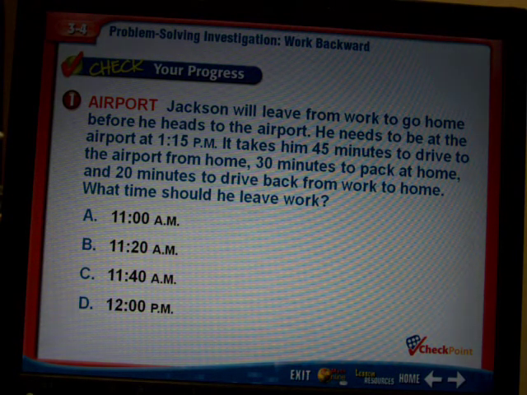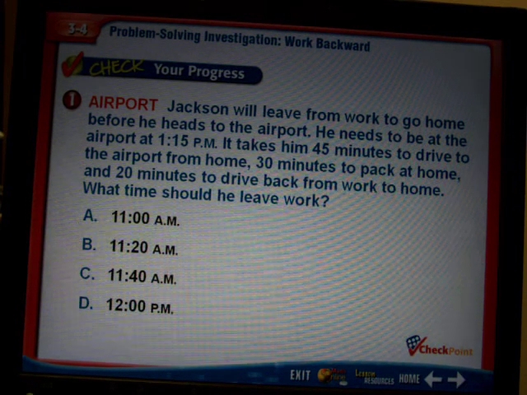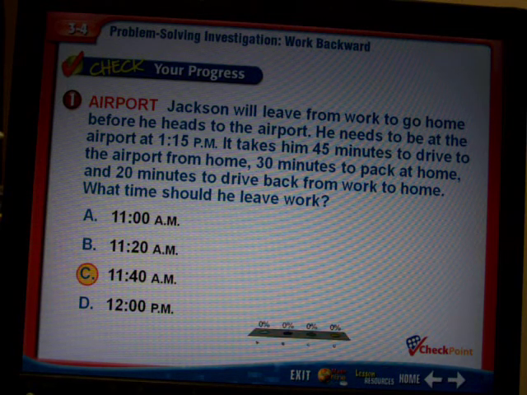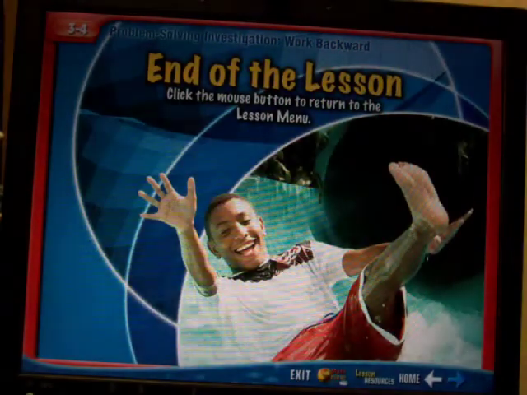The nice thing with this one is you can add up the amount of time spent and then work backwards from there. And your answer is 11:40. And that concludes your lesson.